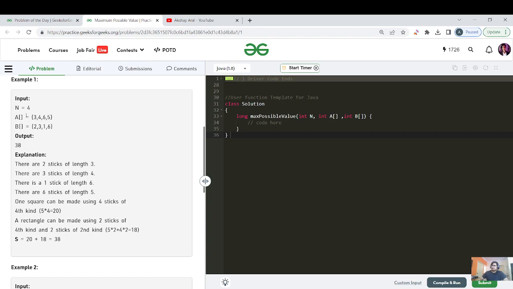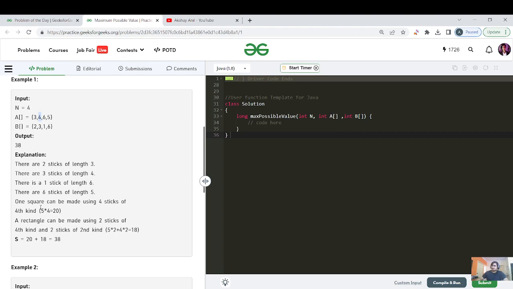So the A array is 3, 4, 6, and 5, and B is 2, 3, 1, 6. As we read in the question, B represents the number of sticks and A represents the length of a stick. So for the first entry, there are two sticks present of length 3. There are three sticks present of length 4, and similarly so on.